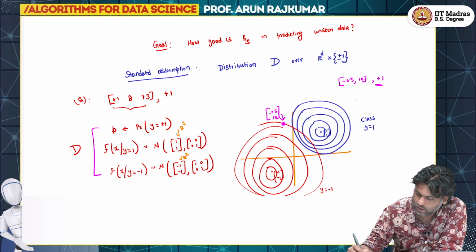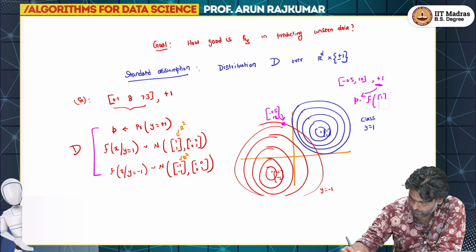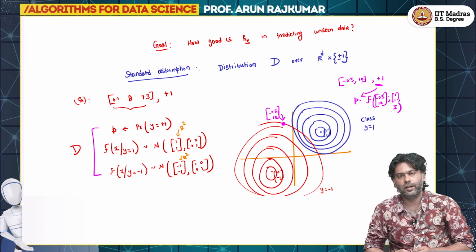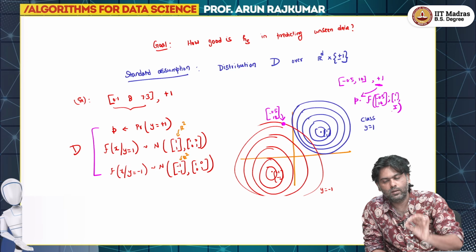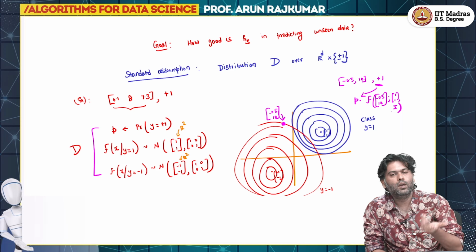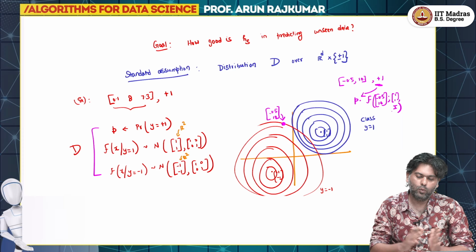So this would be just P times the density which is centered at, because I am asking for +1, the blue Gaussian, evaluated at the point (-0.5, 10), with mean (1, 1) and covariance matrix identity. That would be the chance that I see (-0.5, 10) with a label +1 in my data.